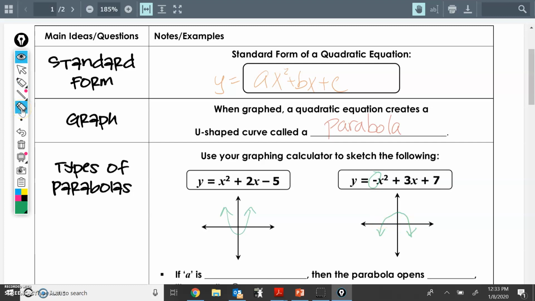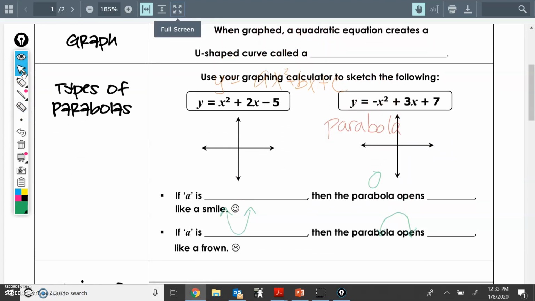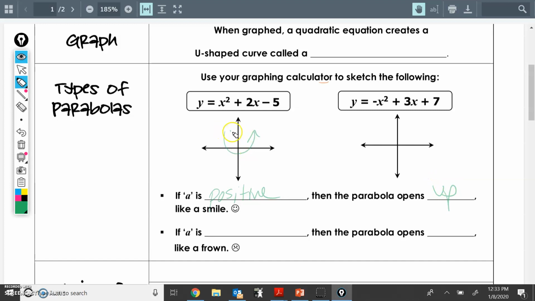Let's write that down here. If a is positive, it opens up like a smile. If it's negative in front, it's going to open down like a frown. Any questions? Write them down. Let's get on to some more stuff.